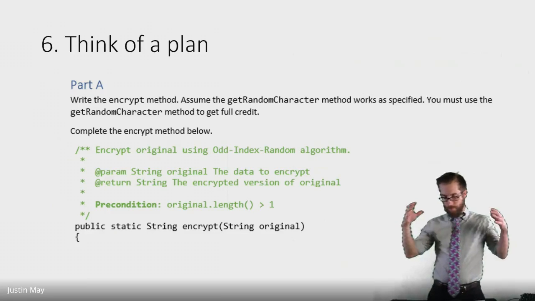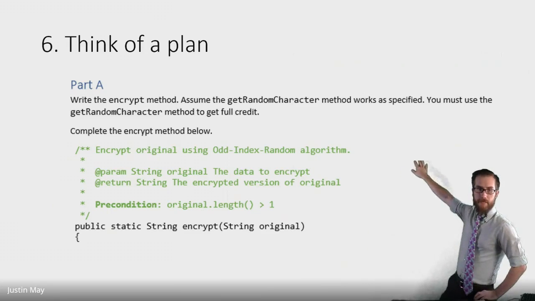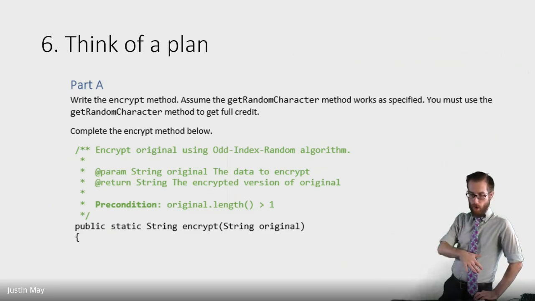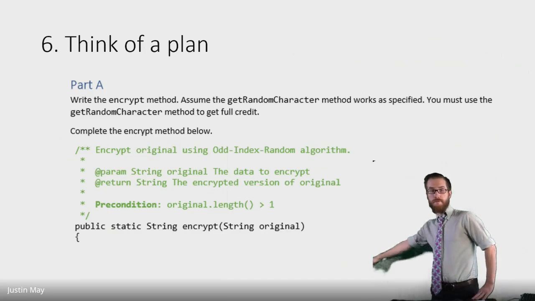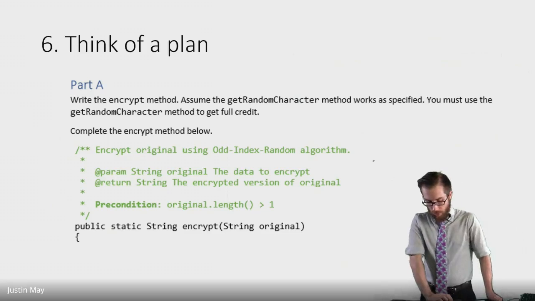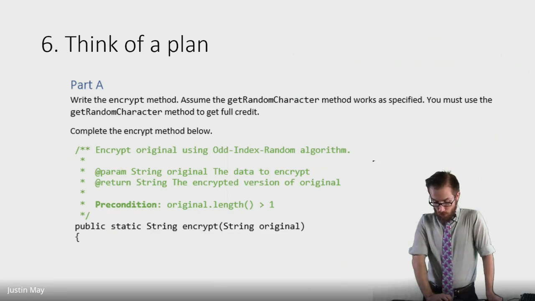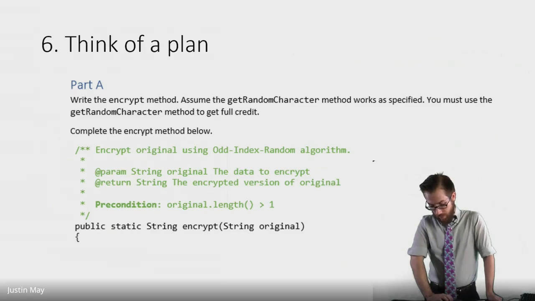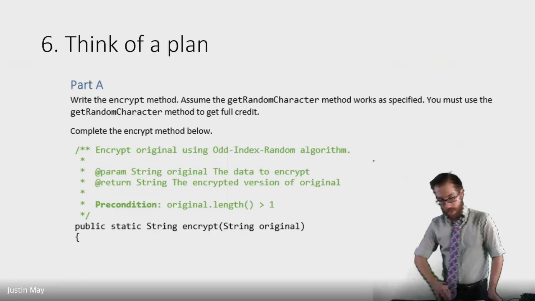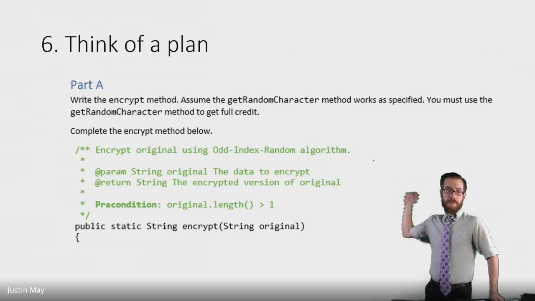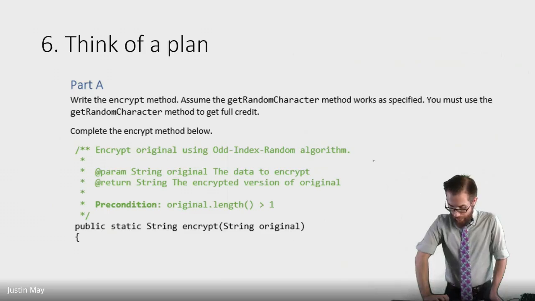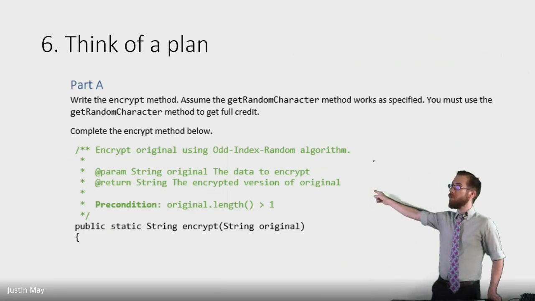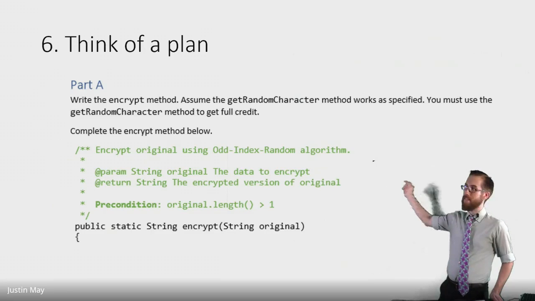So you'll be given, for each one of the parts in open response, there might be a sentence or two giving you some setup for it in addition to what came at the beginning of the question. You'll see the comment again, and you'll see the method header, and then you'll fill in the rest of the page with your answer. So part A says, write the encrypt method. Assume the getRandomCharacter method works as specified. You must use the getRandomCharacter method to get full credit. Complete the encrypt method below. And then we're given the comment, which says that this method will encrypt the original data using the odd index random algorithm that was described on the first page. It has a parameter, which is a string called original, and that has the data.